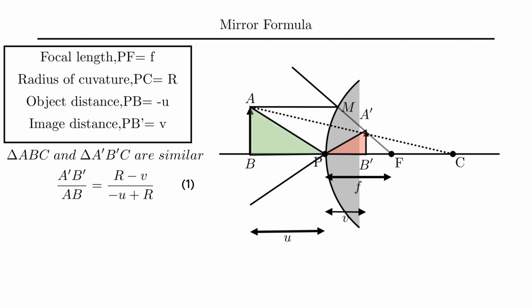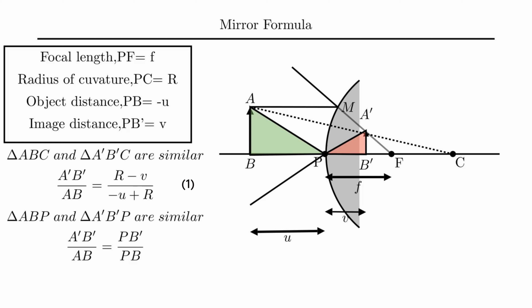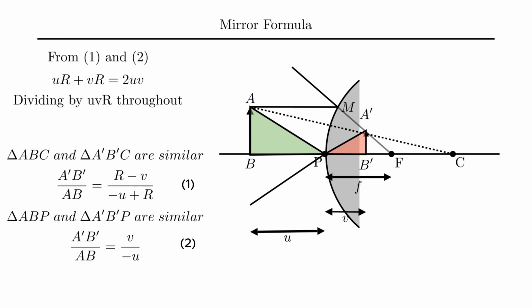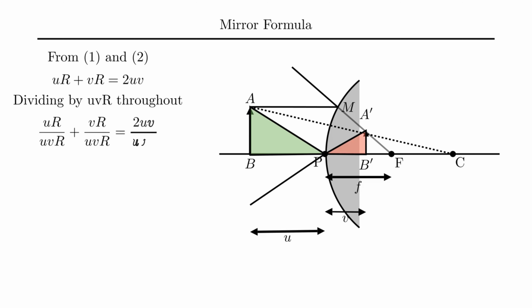Also, triangle ABP and triangle A'B'P are similar. Therefore, the ratio of A'B' to AB equals the ratio of PB' to PB, which is further equal to v/-u. On equating the RHS of equations 1 and 2, we get (R - v)/(-u + R) = v/-u. On cross multiplying, we get -uR + uv = -uv + vR. On transposing the like terms, we get uR + vR = 2uv. Dividing by uvR throughout, we get 1/v + 1/u = 2/R.